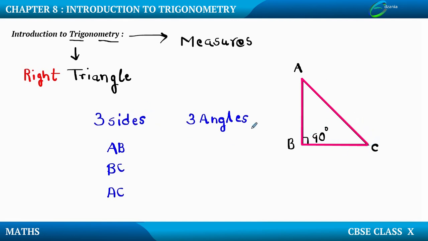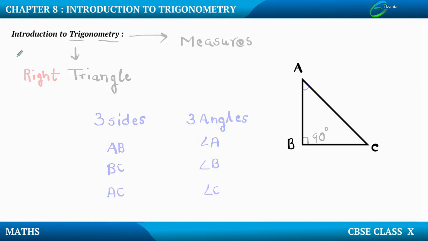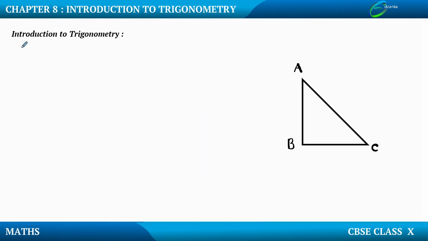Similarly, we have three angles. Which are the three angles? We have angle A, this one, then angle B, which is the right angle, and then we have angle C. So basically we have three sides and three angles. So this trigonometry will tell us the relationship between the three sides and three angles. So for that, we need to go into detail of trigonometry. So the first and very important point that we have learned now, that trigonometry is applicable only in right angle triangles.